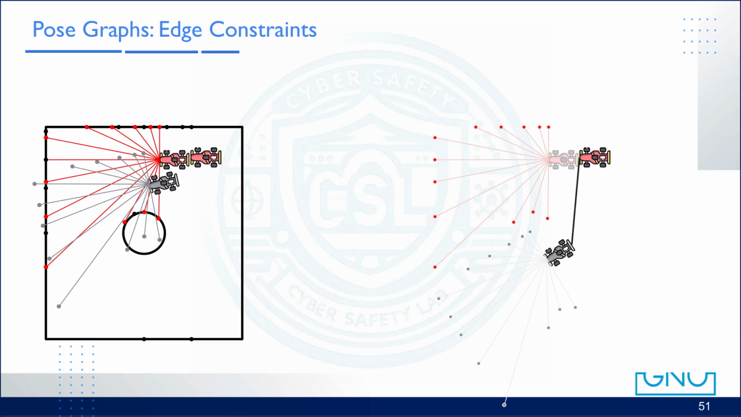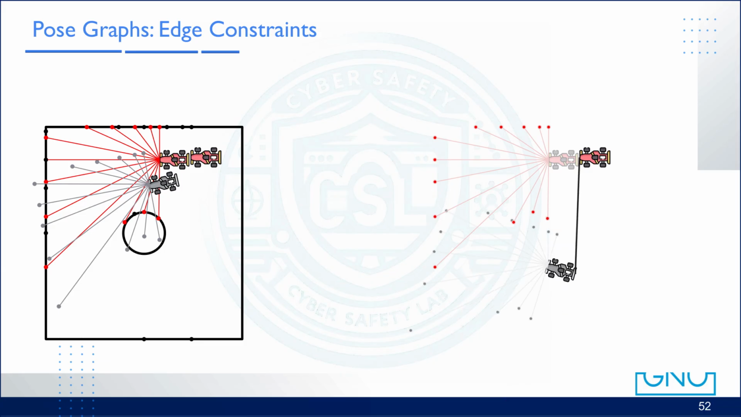Confident measurements exert strong influence, while uncertain measurements remain flexible. Together, they guide the system toward a globally consistent and well-aligned pose estimate. In essence, edge constraints define how tightly or loosely each pair of poses should be connected, allowing the pose graph to settle into the most coherent structure.